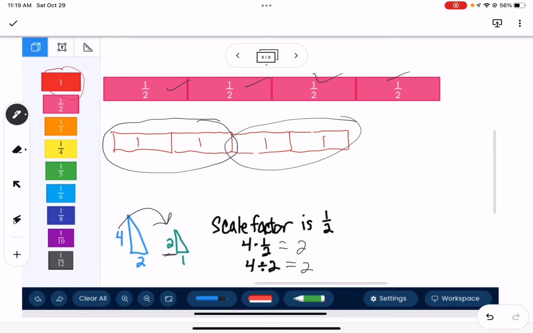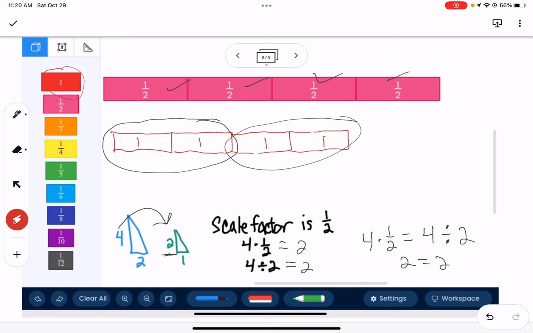You can even get fancy and you can write it as 4 times a half is the same as 4 divided by 2. This is true. Why is it true? Because 2 equals 2. And this is why multiplying by a half is the same as dividing by 2. Here is a visual representation. And we can actually do that with another number, but I didn't want to make the video too long.